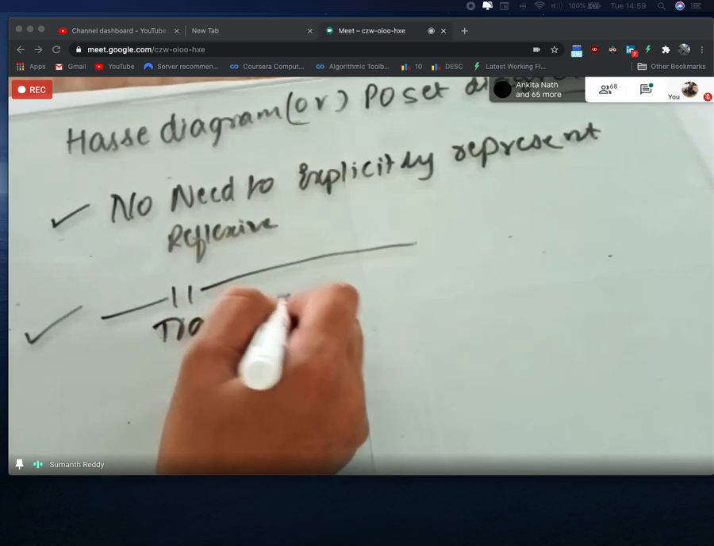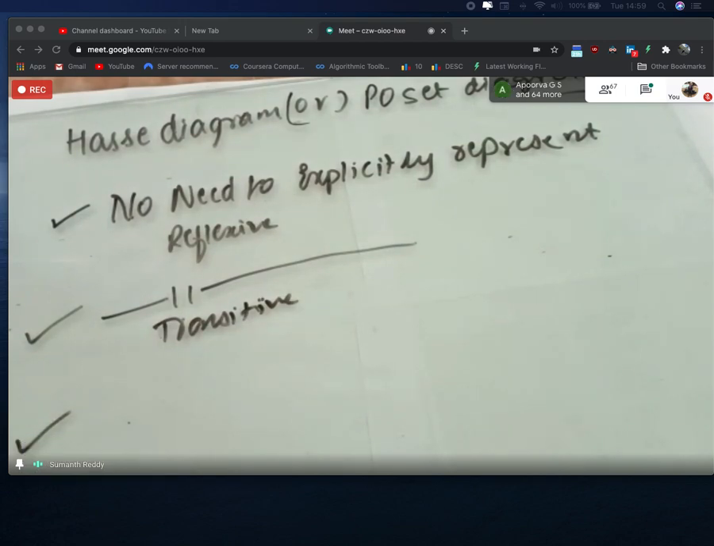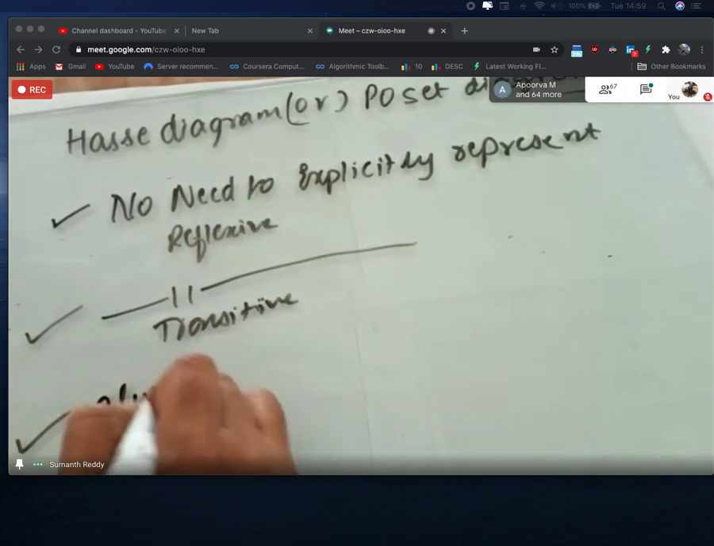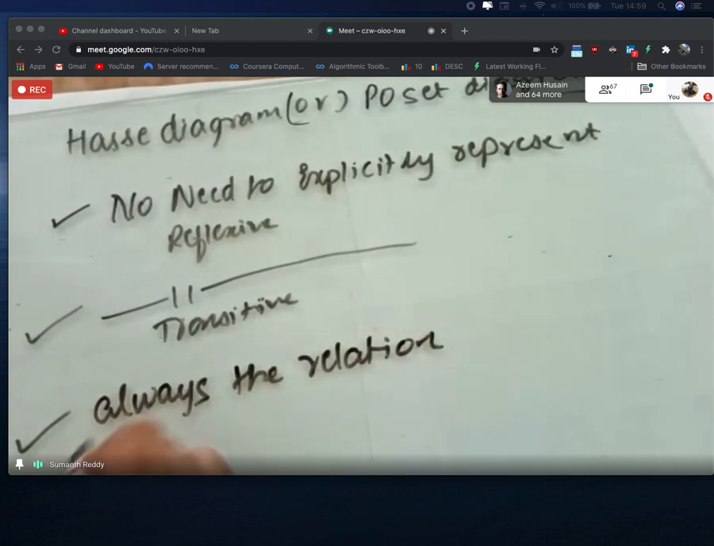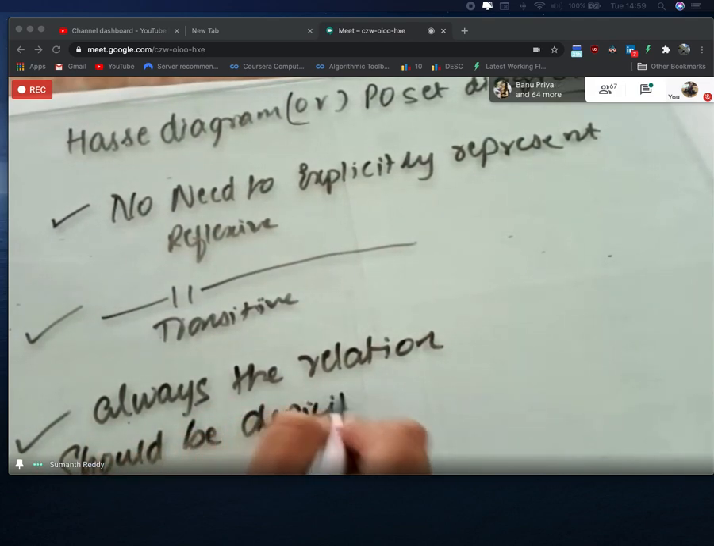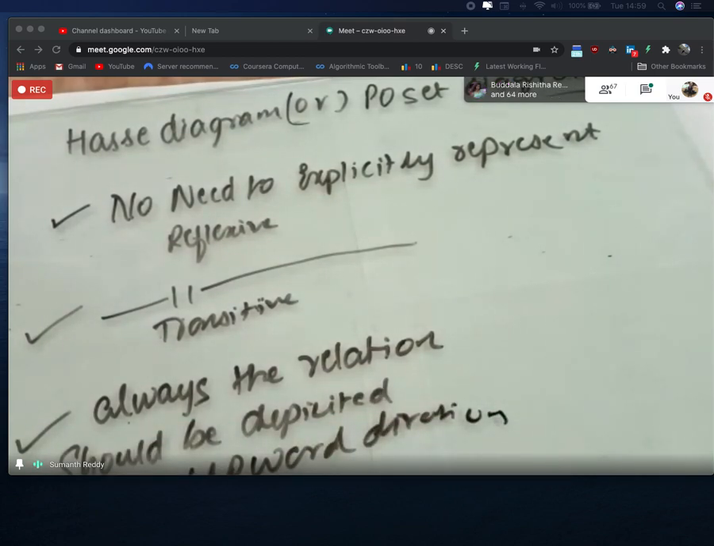That is the second rule. And the third rule is that we always have to depict the relation in the upward direction. What is that exactly? You will understand when I draw the diagram. So you have to remember that the relation should always be depicted in the upward direction. If you follow all these three rules, we can easily represent the relation in the form of a Hasse diagram. Let us see one simple example now.